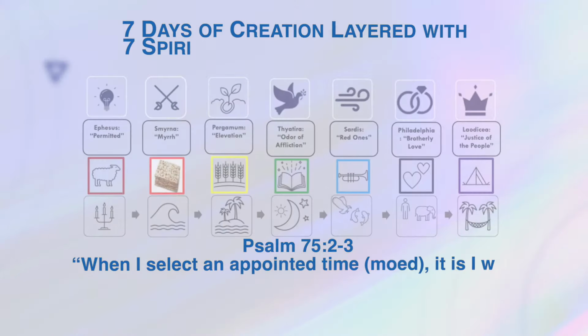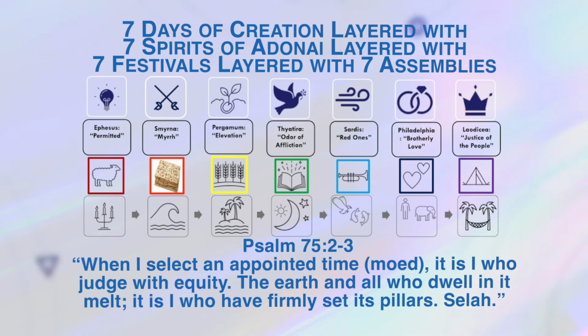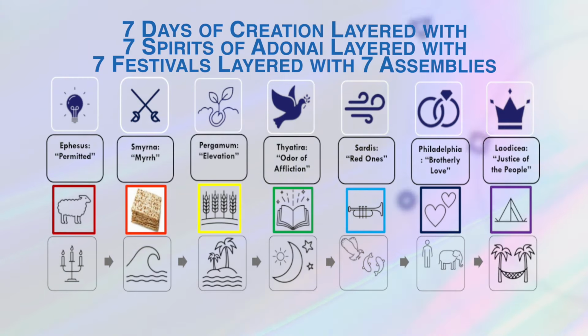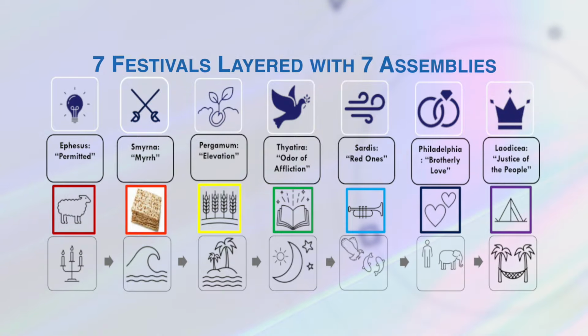So if we think about a pillar, Psalm 75:2-3 says, "When I select an appointed time," there's our moed, "it is I who judge with equity. The earth and all who dwell in it melt. It is I who have firmly set its pillars." So if we think of the moedim that we just got done with in the overview, think of them like pillars, and they stand. So as we've been building these layers up, we've actually been building 7 pillars that stand.